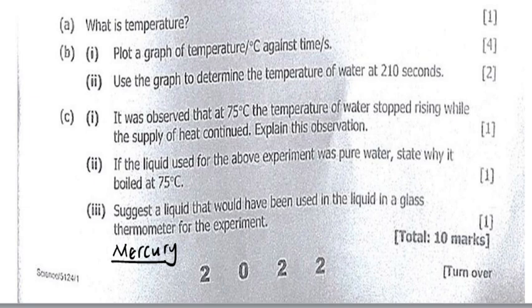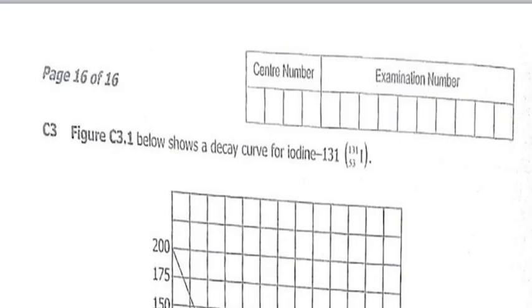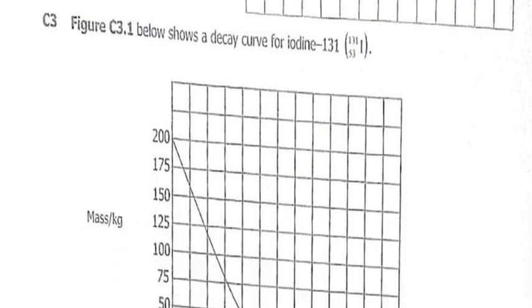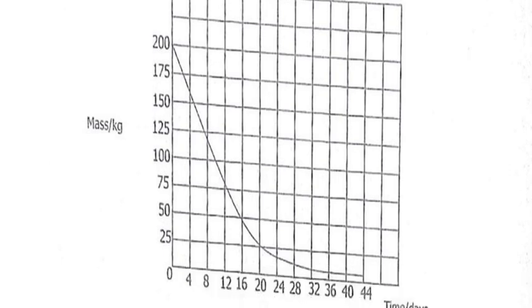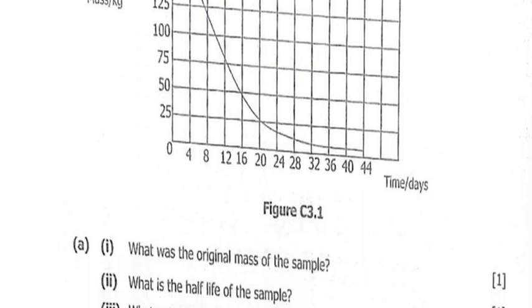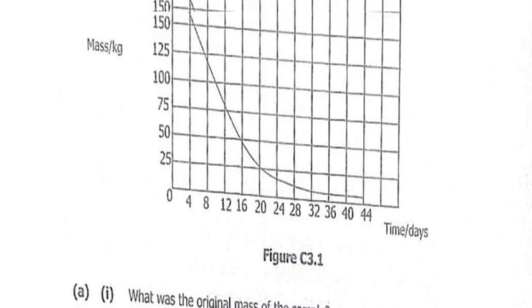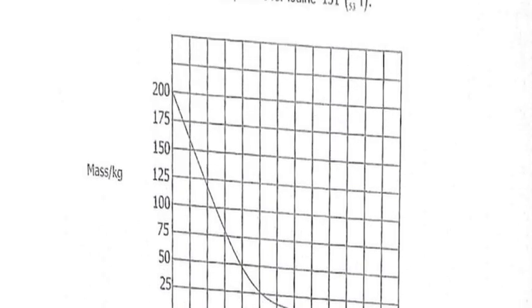Then from there, now we go to question C3. Figure C 3.1 below shows a decay curve for iodine 131. What was the original mass of the sample?